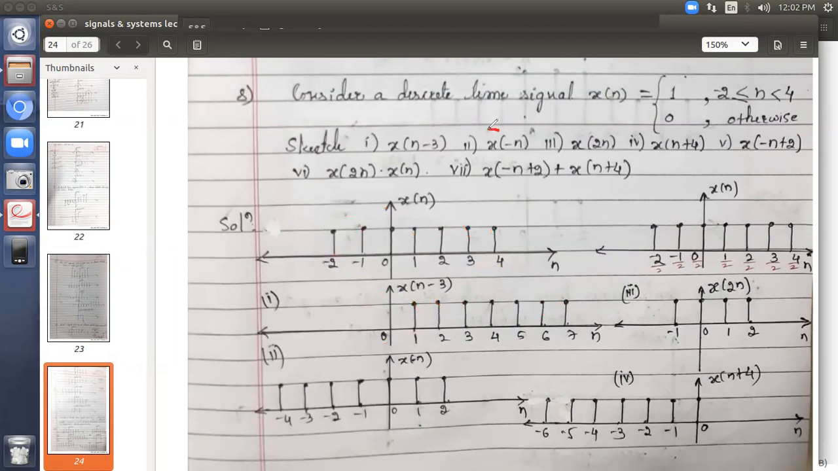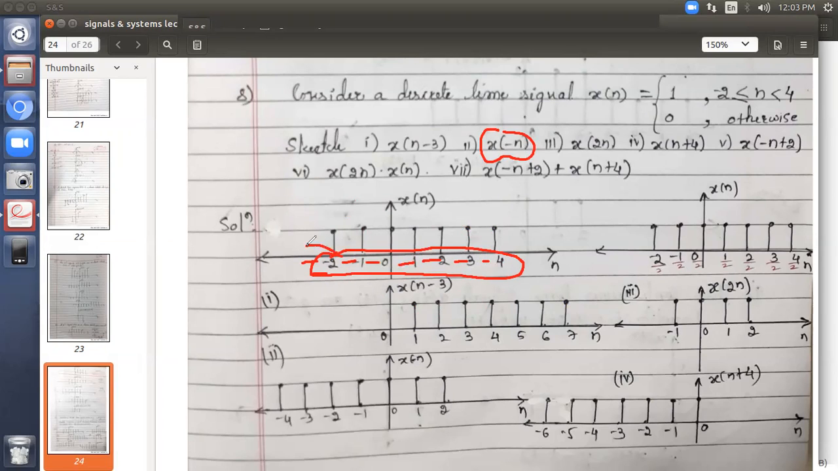Now coming to the second one, x of -n. So -n means it is time reversal. We need to go for a reflection. Whatever time is given in x of n, it has to be simply changed by the sign. So put a negative sign before every time. Minus, minus, minus. For every time, put a negative sign.